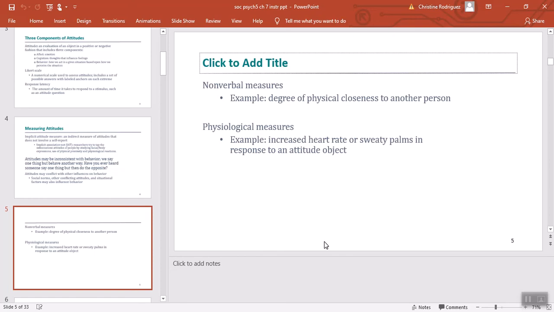There can be physiological measures as well. So maybe an increased heart rate, or we get sweaty palms, or we start sweating under our underarms. That may also tell us what our attitude is.